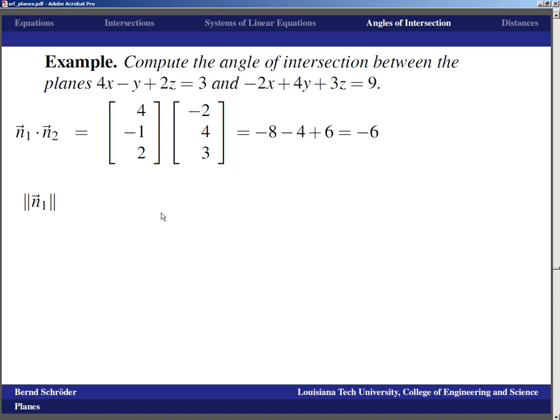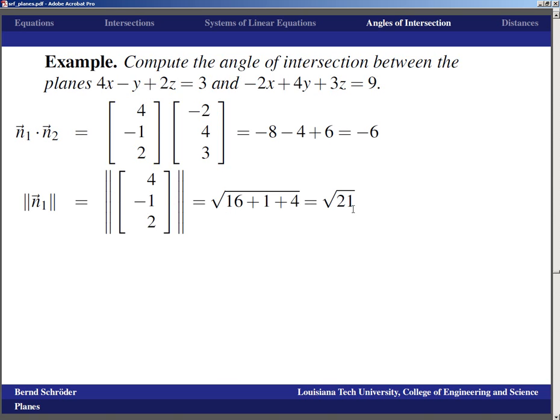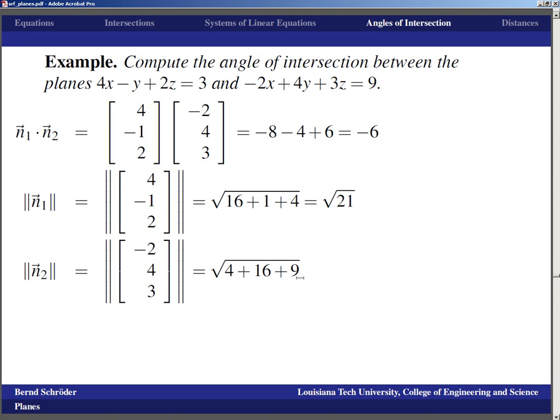Then we need the magnitudes. The norm of the first normal vector is the norm of 4, negative 1, 2, which is the square root of 16 plus 1 plus 4, which is the square root of 21. The norm of n2 is the norm of negative 2, 4, and 3, which would be the square root of 4 plus 16 plus 9, so that's the square root of 29.